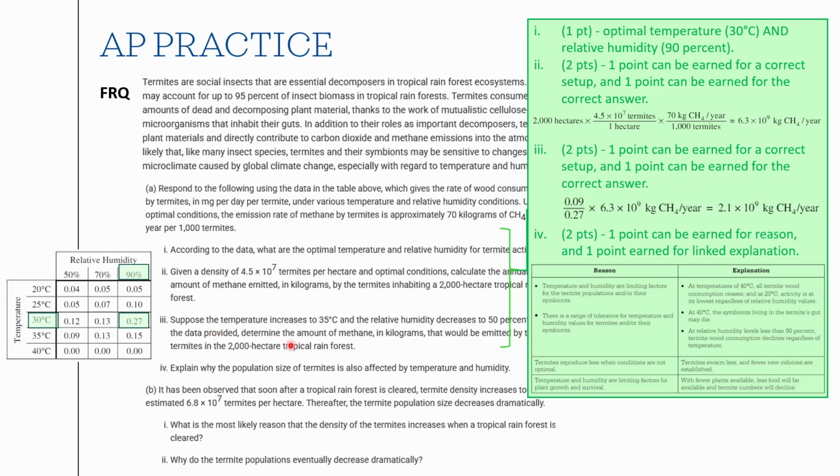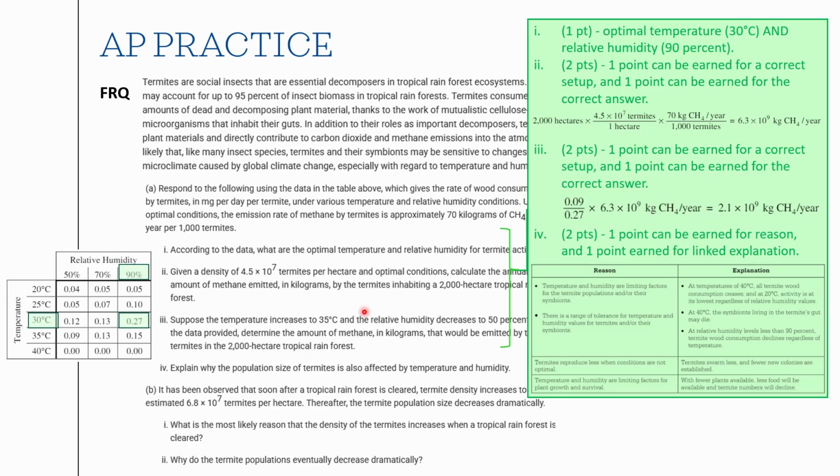Now, part 3 is a similar question. Suppose the temperature increases to 35 degrees and the relative humidity is 50%. Using the data provided, determine the amount of methane in kilograms that would be emitted by the termites in a 2,000 hectare area. So notice we change things up here a little bit.